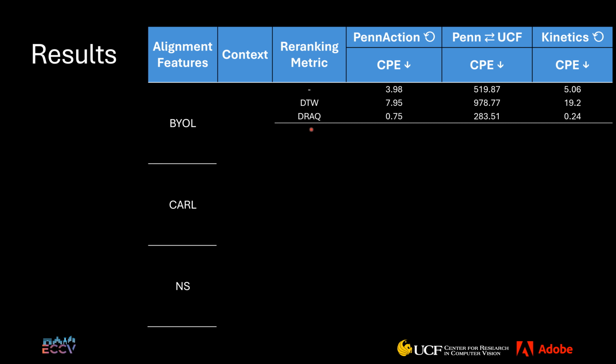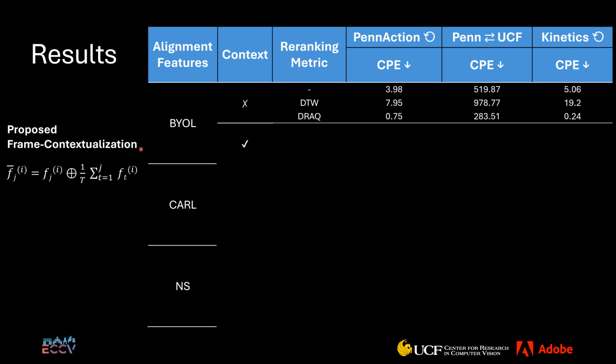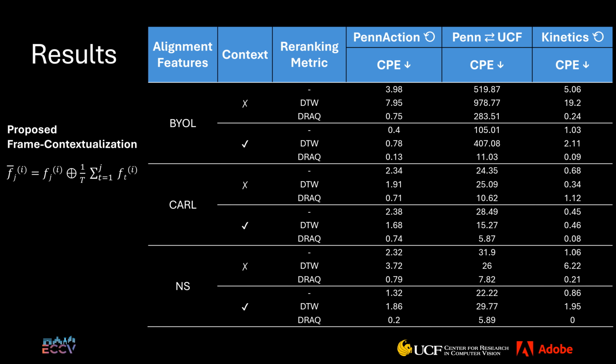As a minor contribution, we also propose a frame contextualization approach, which encourages learning better alignment features. The key idea is to provide temporal context by concatenating the current timestamp with the cumulative sum of features up to each time step. This method also helps reduce cycle errors across protocols. These improvements hold true for other frame-wise video representations as well.